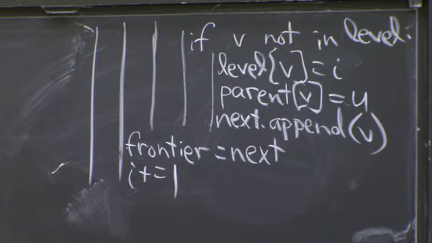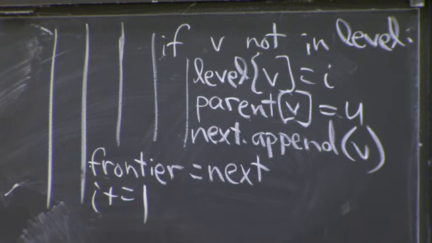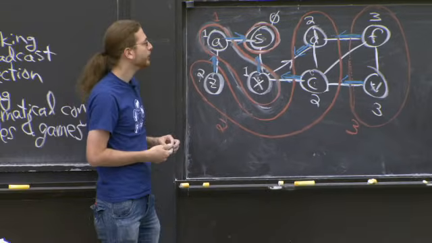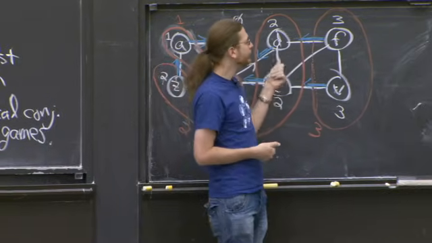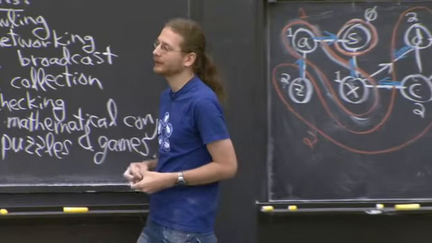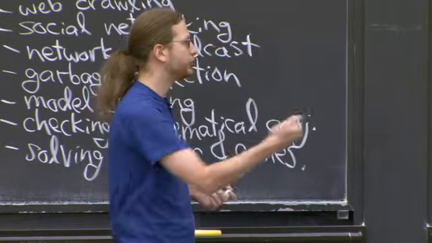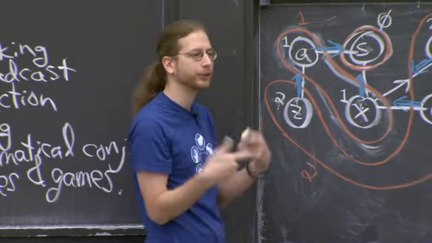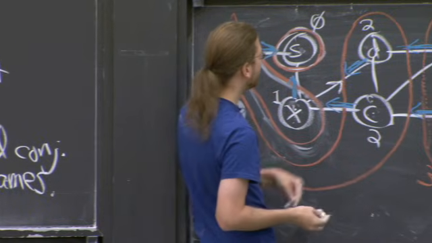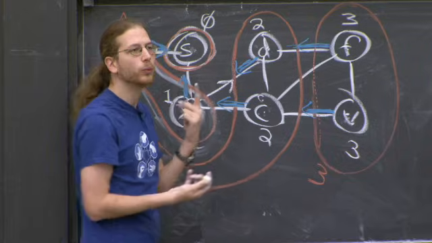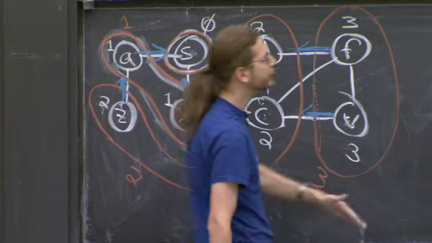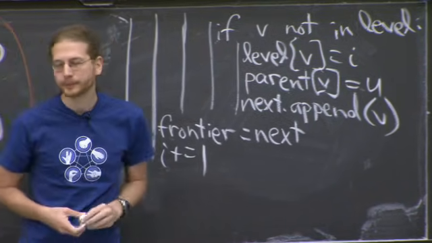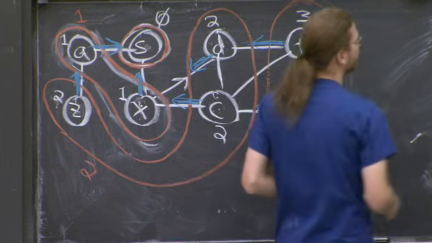What is the running time of this algorithm? I claim it's order V plus E. But it looked a little wasteful because it was checking vertices over and over and over. But if you think about it carefully, you only check every edge once. Or in undirected graphs, you check them twice, once from each side. A vertex enters the frontier only once. Because once it's in the frontier, it gets a level set. And once it has a level set, it'll never get added to next.